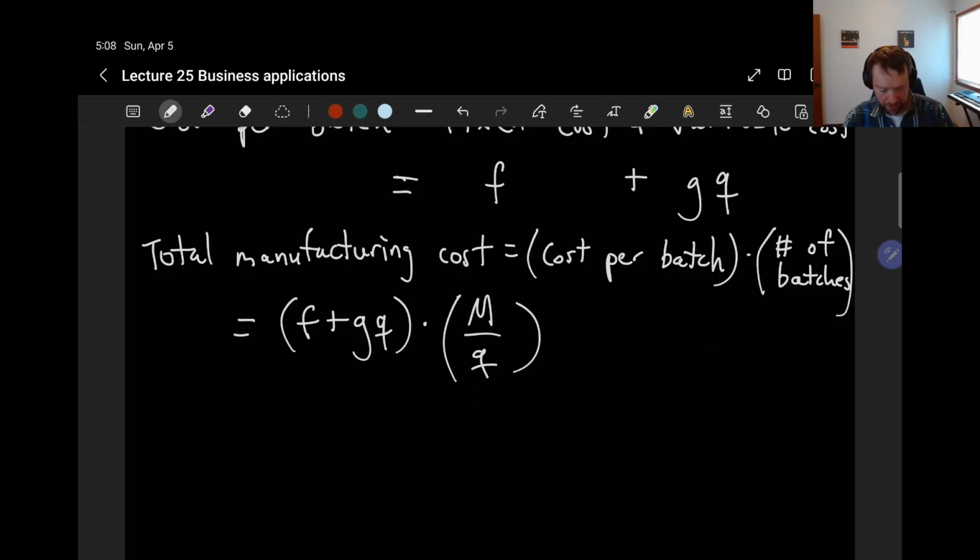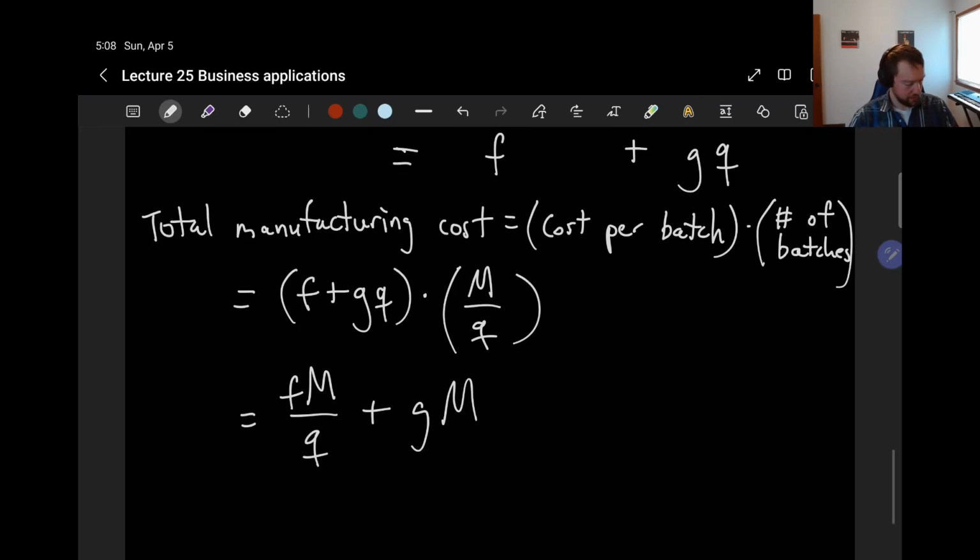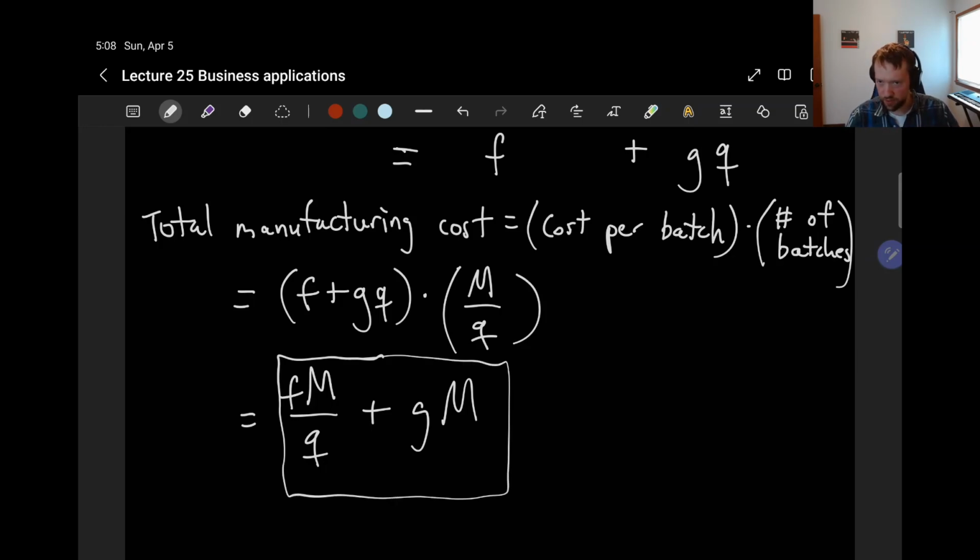So think of this essentially as how many times we're manufacturing in a year. And notice that we have some things happening with the Q here. We get a little canceling right there when we distribute. But we'll have an FM over Q plus GM. And in this one, the Q's cancel. So this is the manufacturing cost. That's one of the things we have to balance.